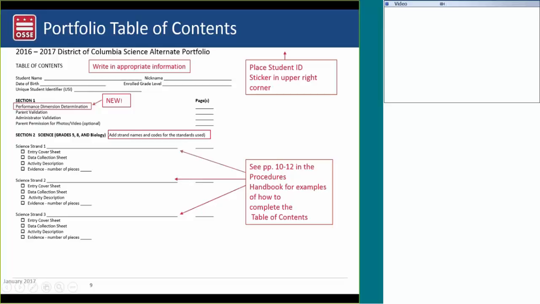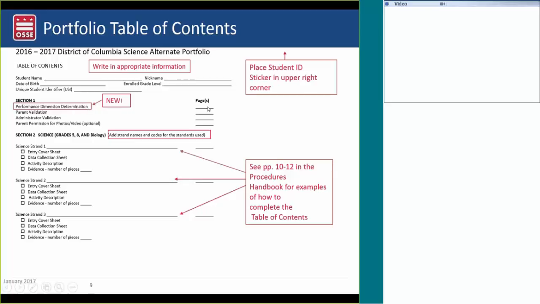This is new. Now, in the procedures handbook, the table of contents copy that is available for download says learner characteristics inventory. I'm not sure whether a new copy of the table of contents is going to be posted to the OSCE website, but if it is not, you can cross out learner characteristics inventory and just write in performance dimension determination. Either way, just make sure the performance dimension determination is the next page after this table of contents, but I'll get to that in a minute.